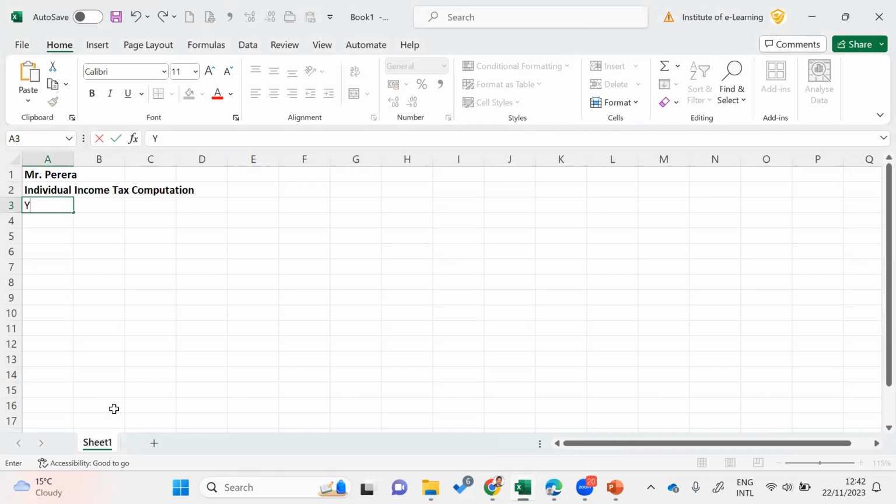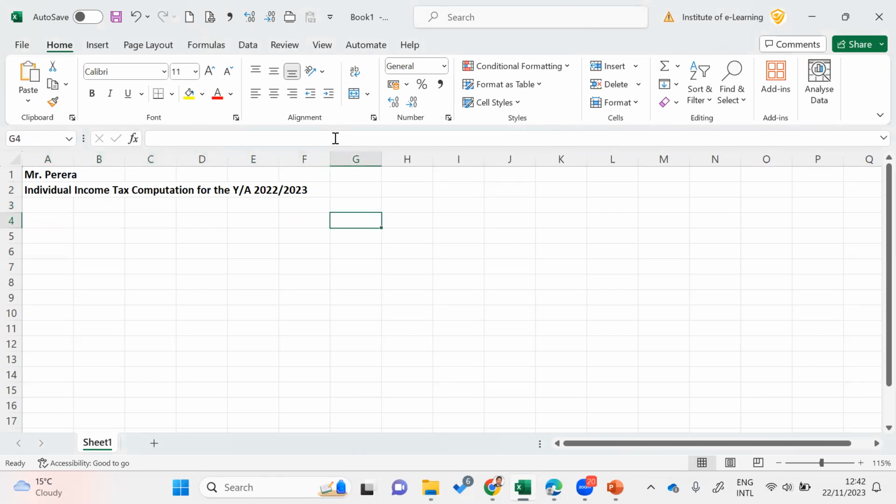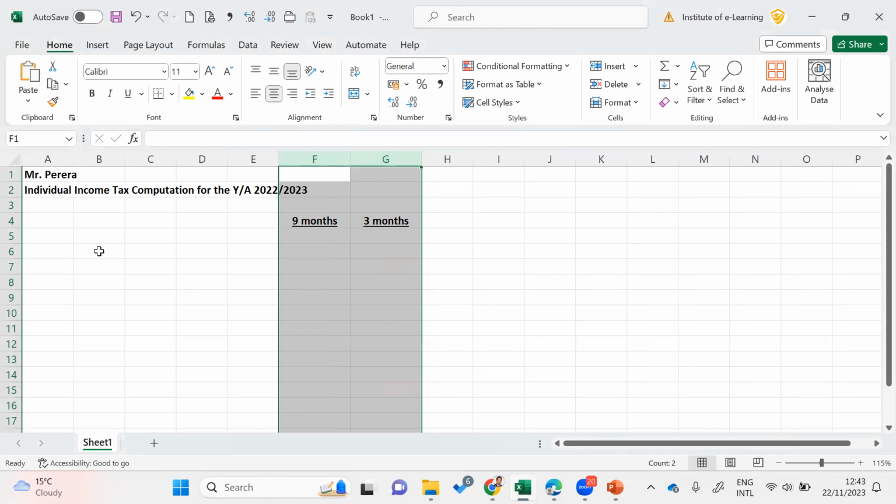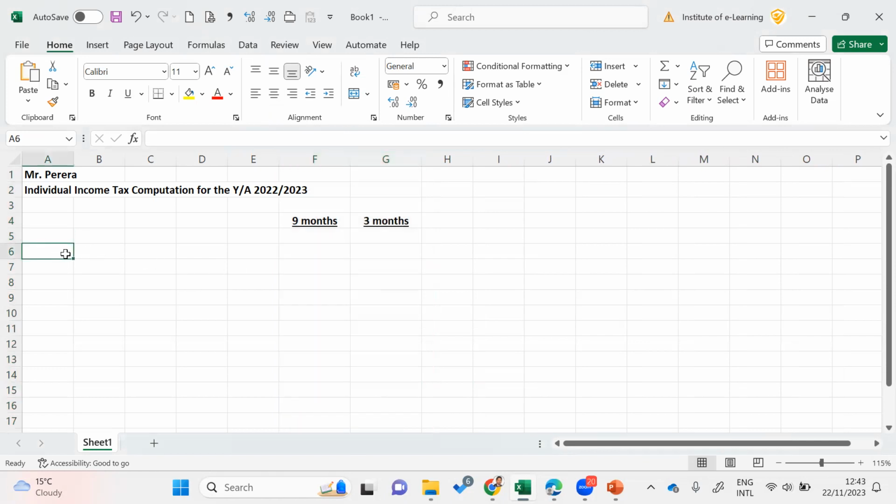The year of assessment, we'll take that one also to the top. For the year of assessment 22, 23, we have to divide this period into two: 9 months and 3 months. Because there are two different laws, we have two different periods, therefore we have to have separate details.